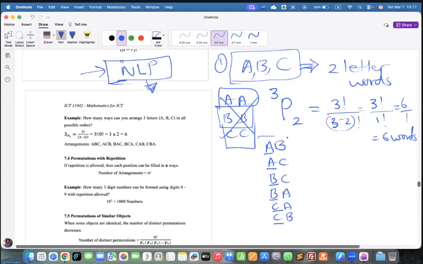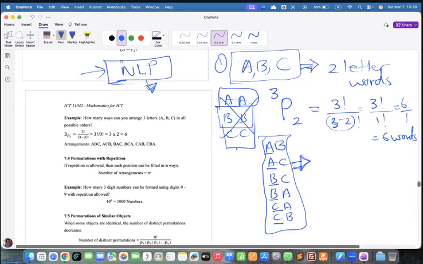Can someone tell me if there are any other words except these? No, sir. So these are all the possible words we can make by utilizing only 2 letters.